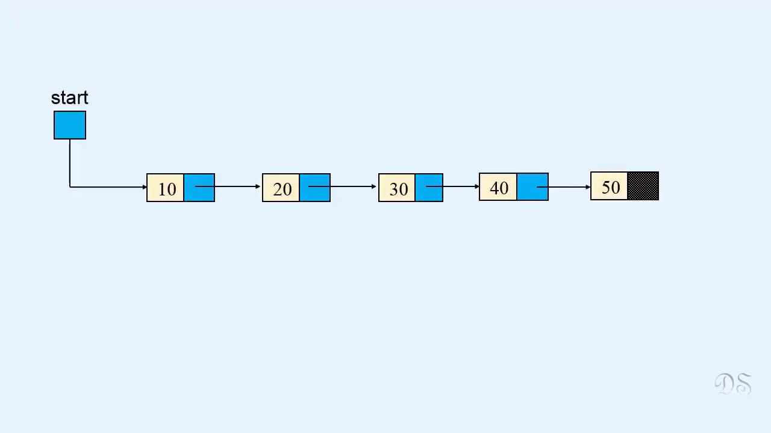In this video, we'll see how to traverse a linked list. Traversal means visiting each node exactly once. So we'll start from the first node and visit each node till the last node.